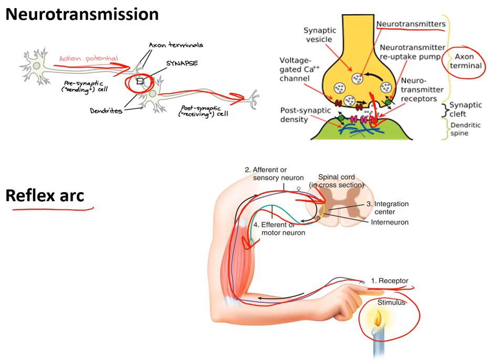What this process does is it allows an action to happen very, very quickly in order to keep us safe without us having to spend conscious thought on it. Voluntary actions, like reaching to pick up a glass to have a drink, take place in a similar way, but the impulses don't just go to the spinal cord, they go all the way to the brain, and the brain makes a conscious decision.